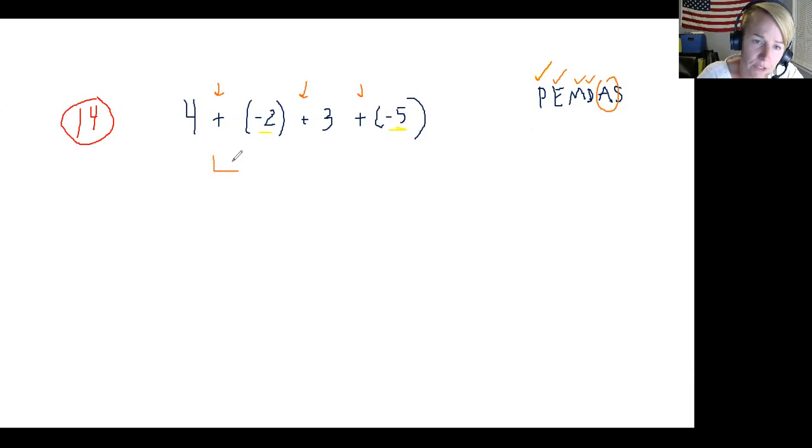I can just go left or right here and kind of use my brain and my timeline and say, okay, positive 4, take away 2 is going to leave me with 2. Okay, 4 plus a negative 2 is 2.